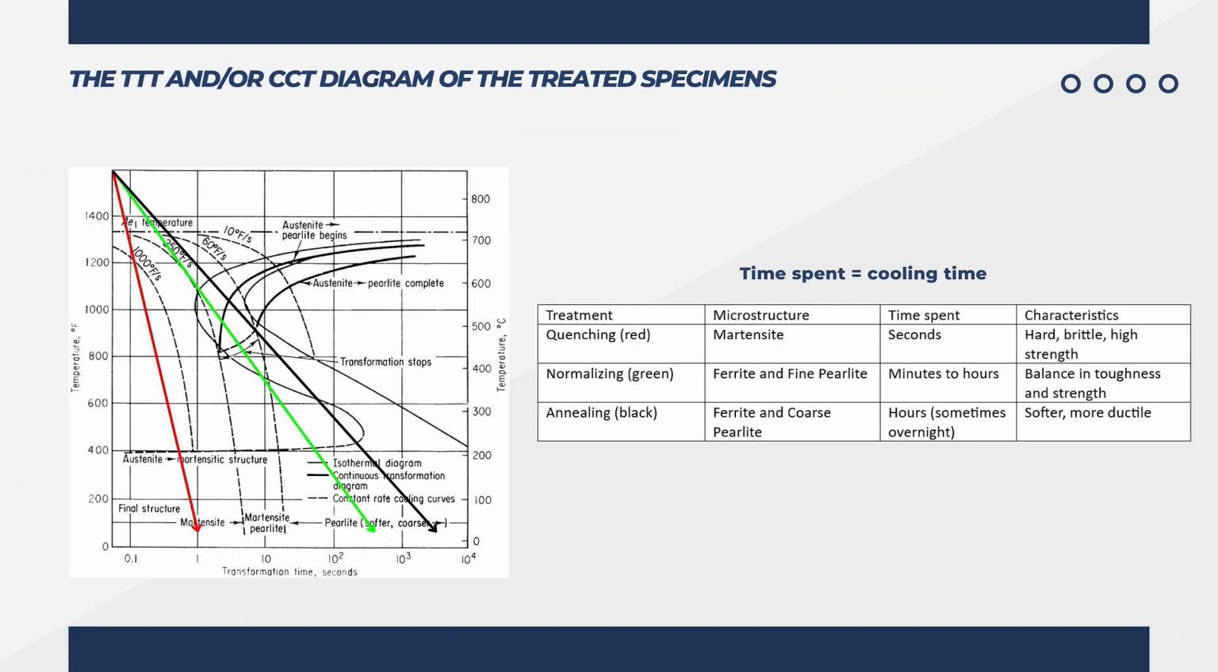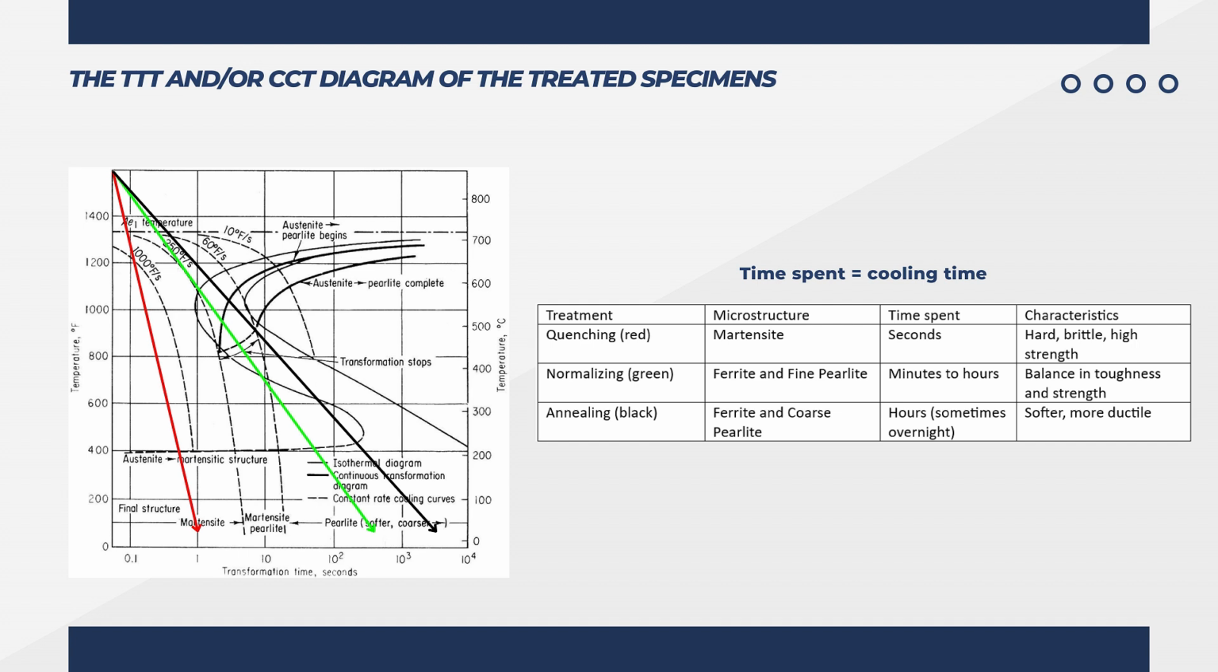Moving on to the combination of the TTT and CCT diagram of the treated specimens. So we can predict the properties and microstructure of each specimen in the lab based on the heat treatment that it received. For the specimen that is treated with water quenching, as can be seen from the red arrow, it has a very fast cooling rate. Therefore, we can predict that the microstructure of the specimen is going to be martensite, and the time span to cool the specimen is only seconds. And since it is martensite, the characteristic of the metal will be hard, brittle, and with high hardness and high strength.